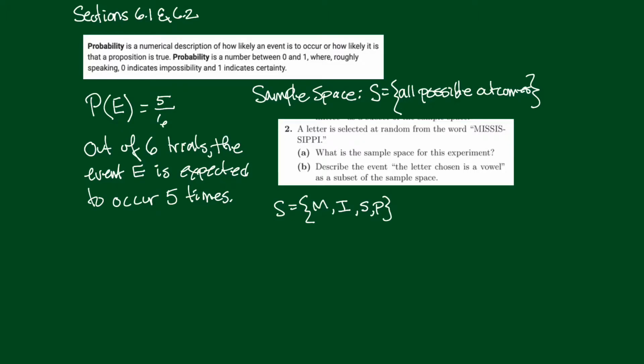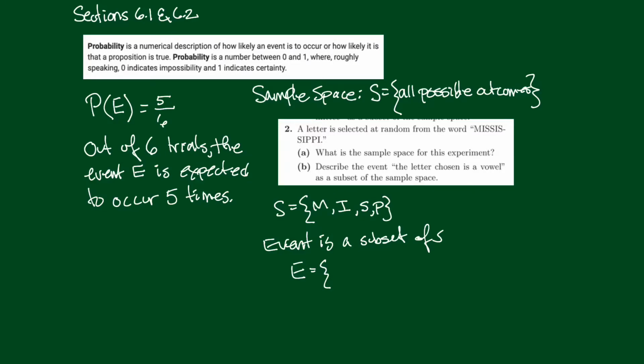Now, an event, this is a subset, right? This is a subset of the sample space. So we might call it E. So E would be a subset of the sample space.